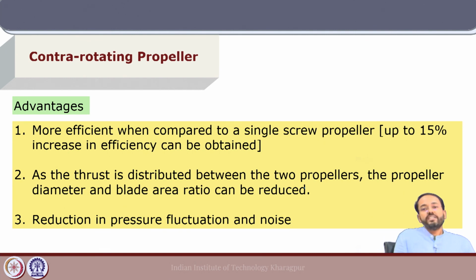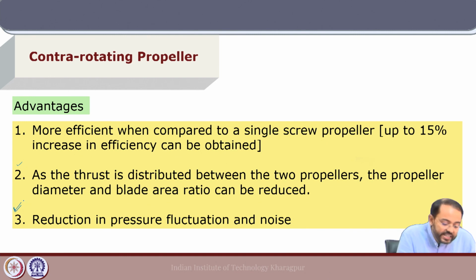These are more efficient as compared to a single screw propeller because of the reduction in rotation energy losses in the slipstream, and it is observed that up to 15% improvement in propulsion efficiency can be obtained by use of a contra-rotating propeller. Next, as the thrust is distributed between the two propellers, the propeller diameter and blade area ratio can be reduced. Again, this particular point holds true for any multiple propeller arrangement.